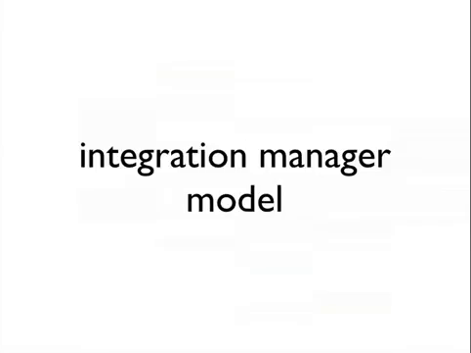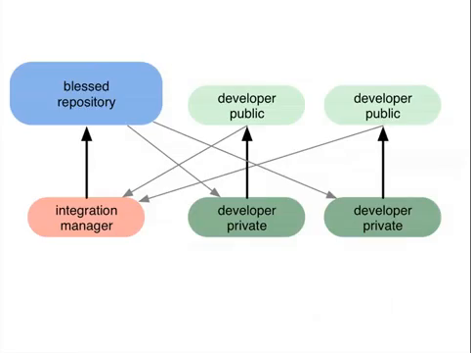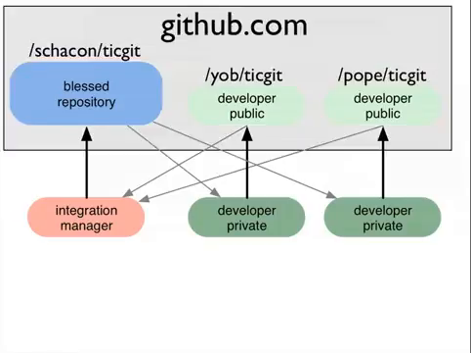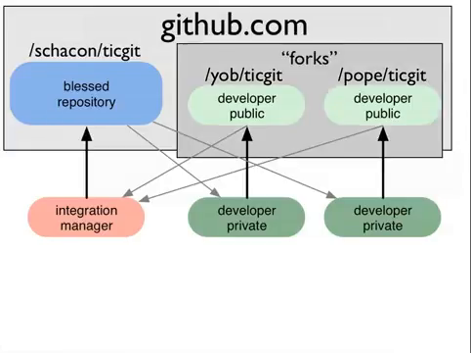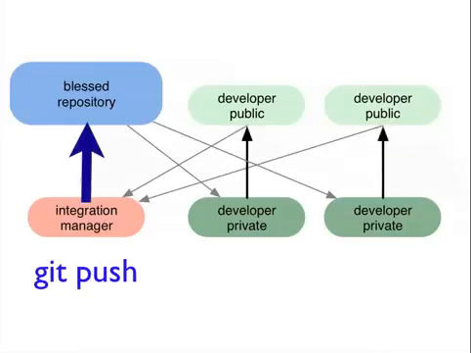Another common model is the integration manager model, in which everybody has a public repository and a private repository and shares them with each other, but there is one main repository that is counted as the definitive repository. A common example of this is the workflow on GitHub. In the case of Ticgit, there are some people that have forks of my main Ticgit branch and may add a new patch every once in a while and then ask me to pull from it, and I'll do that.